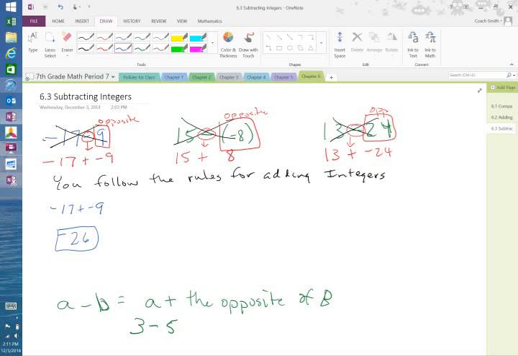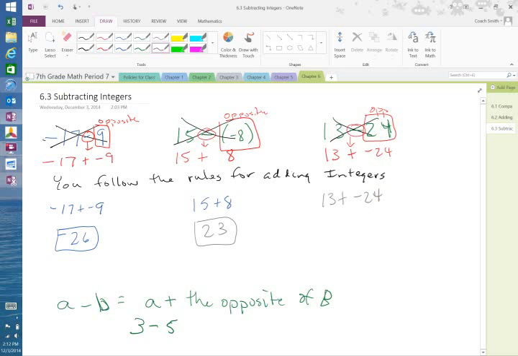Okay, let's go to the next problem. 15 plus 8, Jesse, what do I do? Okay, so I'm going to rewrite it here, 15 plus 8. And when you add those two, what do you get? Yep, 23. So that's the answer to 15 minus negative 8: it is 23. Now let's look at the next one. 13 plus negative 24 is what we converted our problem to.